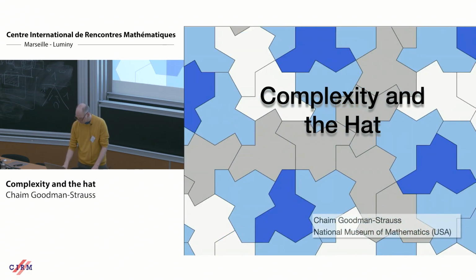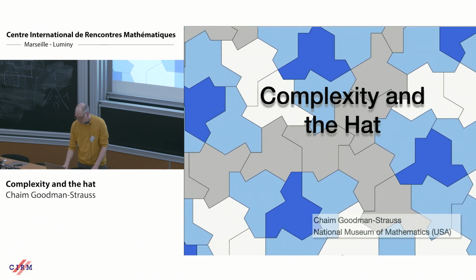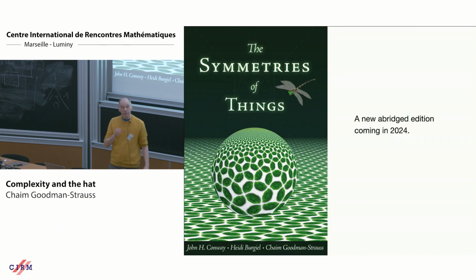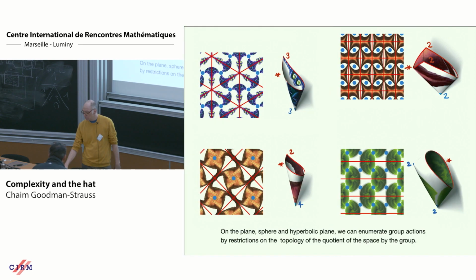So first of all, I want to advertise that there's a new edition of this book, The Symmetries of Things, coming out in 2024. This was co-authored with John Conway, who, of course, the senior author, is no longer with us. If you know the book, it's going to be much shorter and more geared towards the general public.